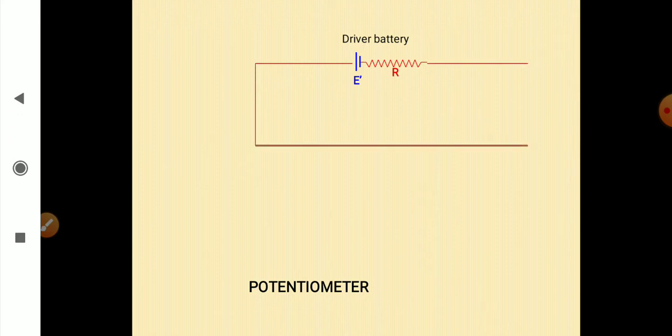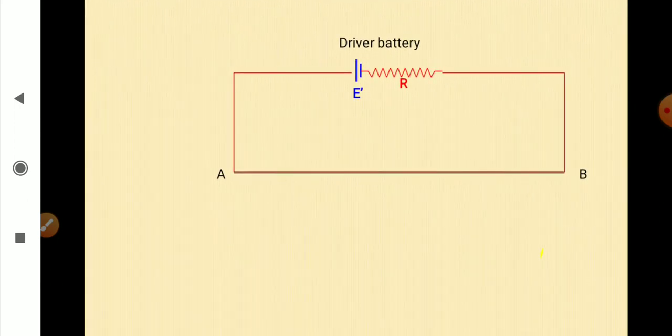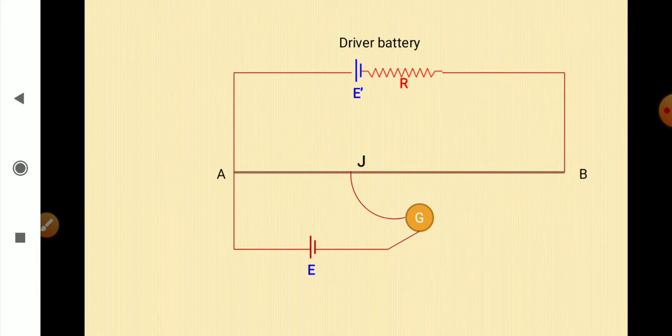So let us look at the construction and working of a potentiometer. So here again we have a long resistance wire AB, which is connected to a driver battery. You can look at this diagram. This battery gives current to this resistance wire AB, also called potentiometer wire, and a cell is connected to this resistance wire along with a galvanometer, and the free end of the galvanometer is connected through a jockey.